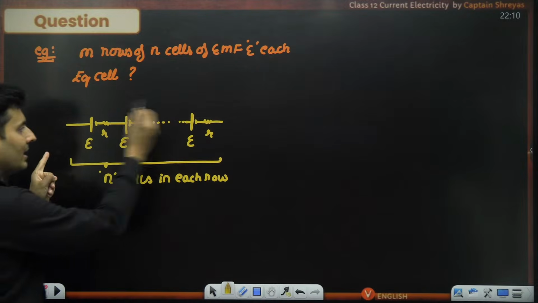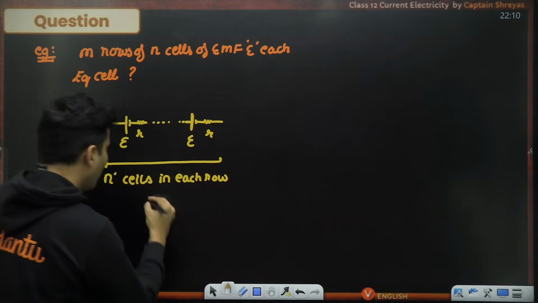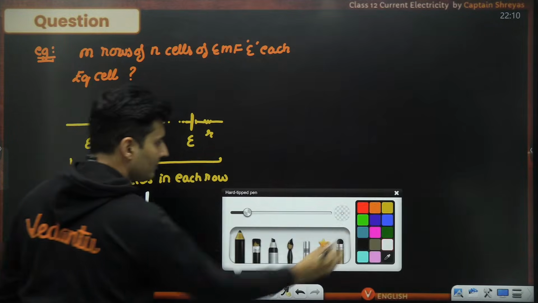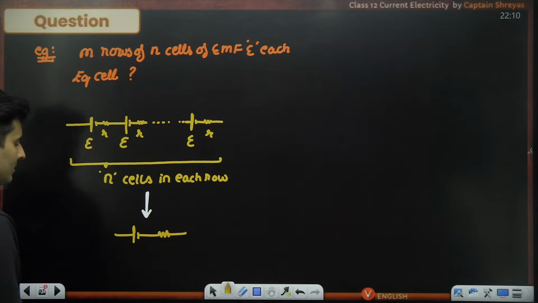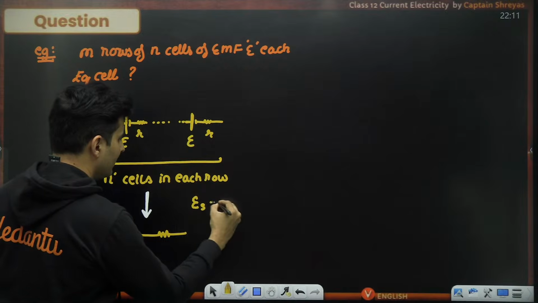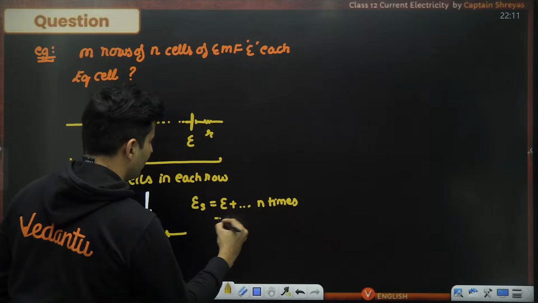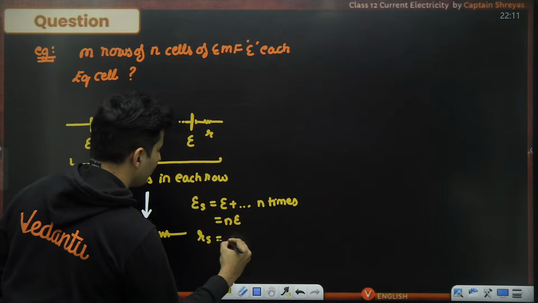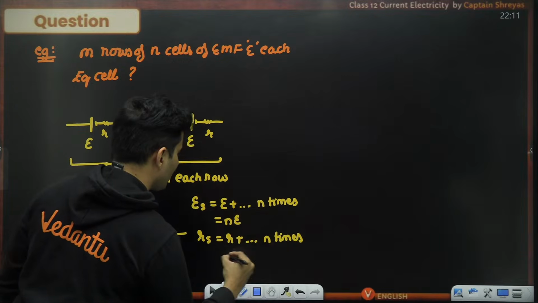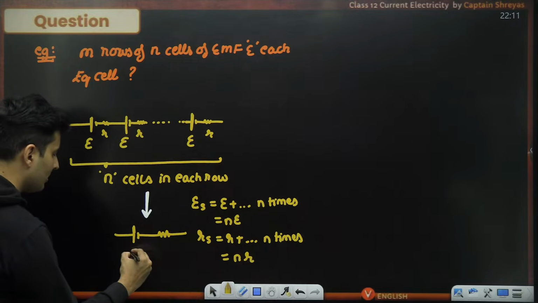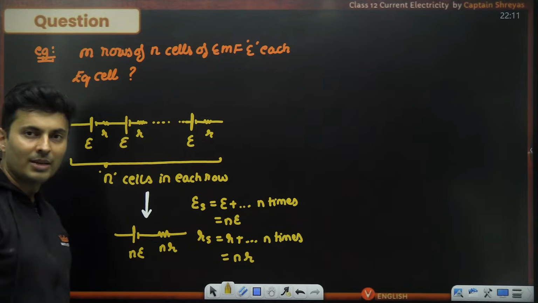So if I just consider one of these rows, how much will be the equivalent EMF of that? How much will be the equivalent EMF and equivalent internal resistance? Well, EMF in series, just add them, E plus E plus E, n number of times. So obviously it will be n times of E, and resistance will be R plus R plus R, n number of times. So it will be n times of R. So this will be n times of E, this will be n times of R.